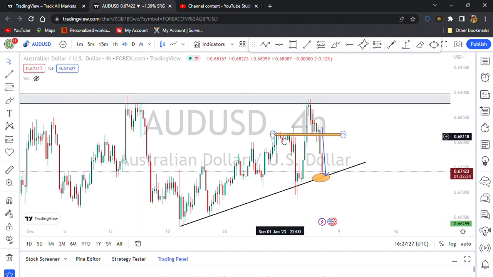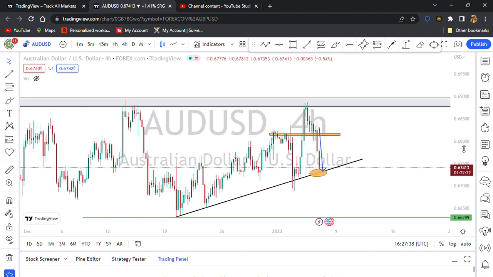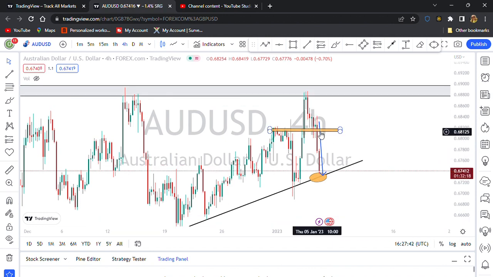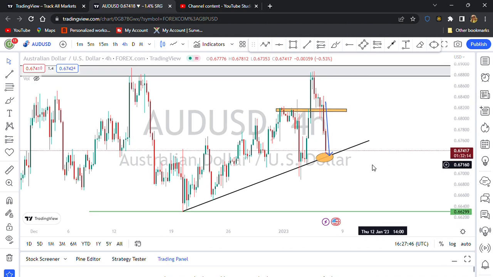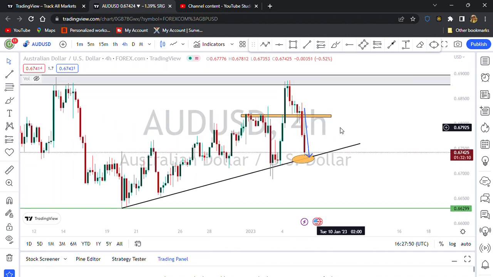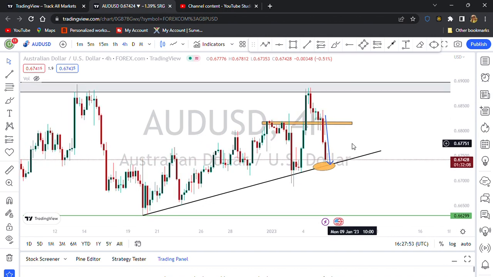What I basically do first is go to higher time frames and watch where the market is actually going. We can see AUD over here. I basically predicted AUD to fall to this side, and it's basically here at the moment. Let's get straight into this video.